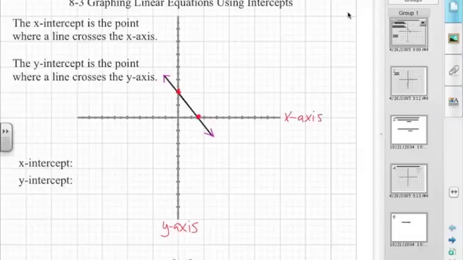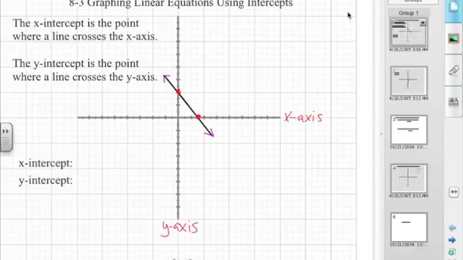8-3, graphing linear equations using intercepts. In the last lesson, you put a line on a graph by finding 4 points and then connecting those 4 dots. We can find a line and put a line on a graph using half that work. We can use something called the x-intercept and the y-intercept.